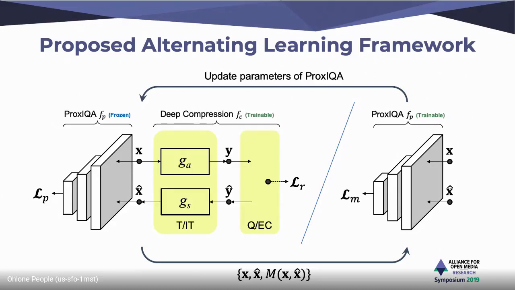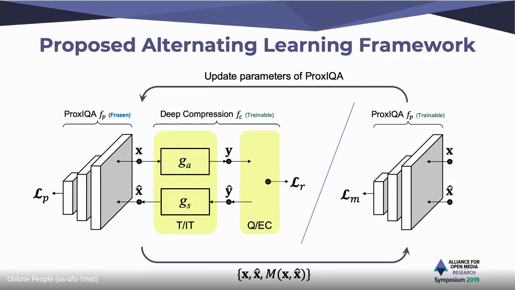And I can calculate their VMAF score using their true VMAF score, which I denoted as M of X and X hat. So I use these data to update the ProxIQA network, which is on the right-hand side. And then after that, I'll update the deep neural network and update the ProxIQA network. So this is kind of an alternating learning framework.